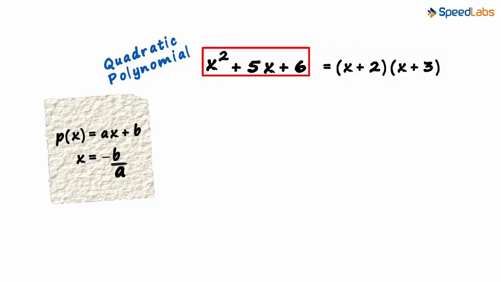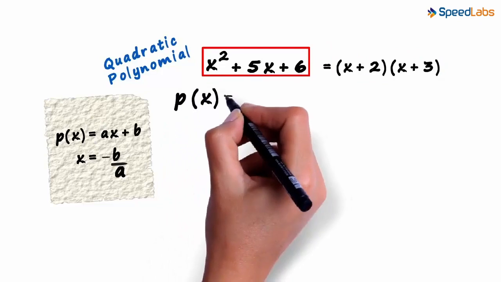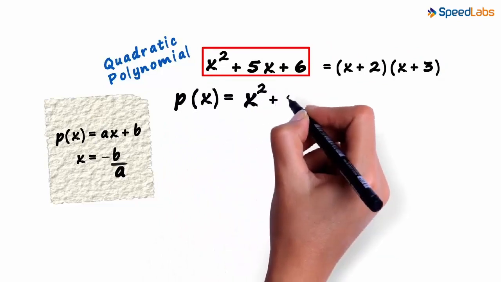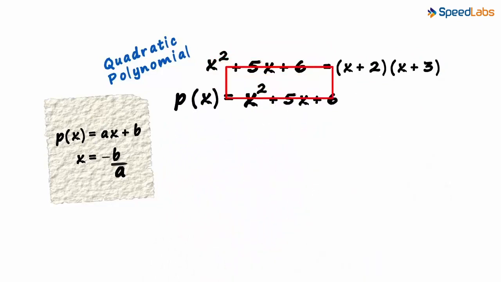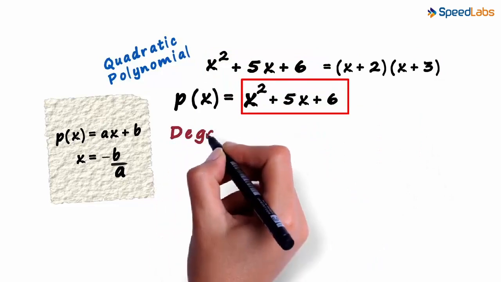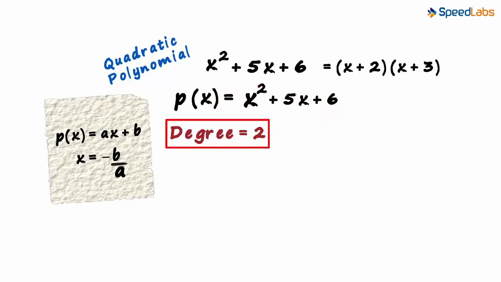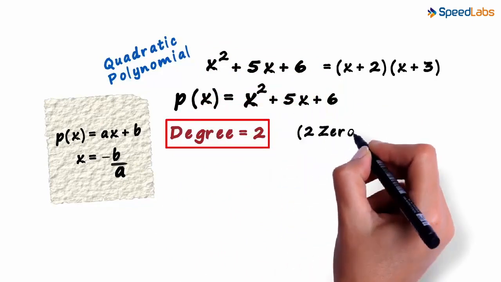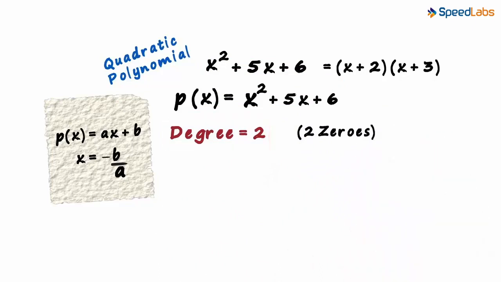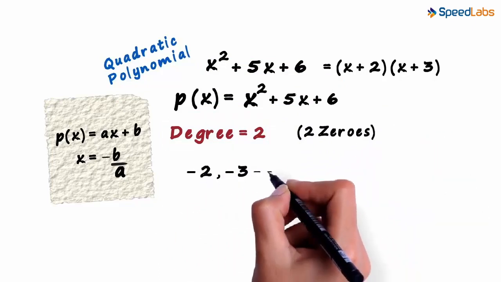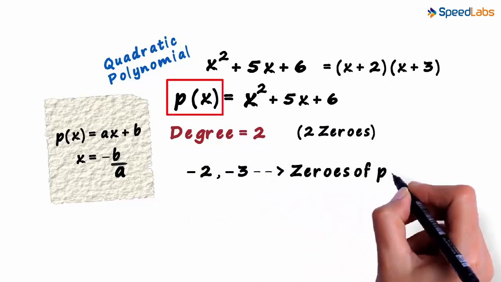The polynomial is written as p of x equal to x squared plus 5x plus 6. Here, the degree is equal to 2, and the number of zeros of a polynomial is generally equal to the degree. Hence, we should have 2 zeros. We can directly say that minus 2 and minus 3 are zeros of p of x.